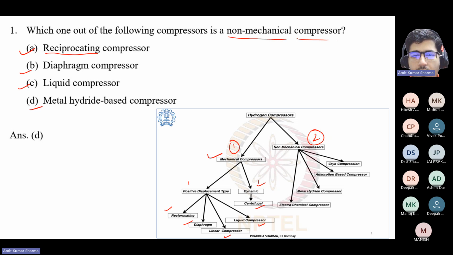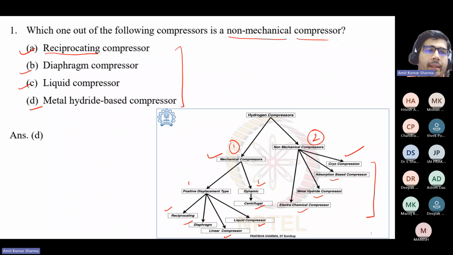In non-mechanical, we have cryo compression, adsorption based compressor, metal hydride, and electrochemical compressor. So these compressors are non-mechanical. There will be no mechanical equipment or energy involved to do the compression. Now see the options. Only metal hydride is matching with this category. So for non-mechanical, we have four: cryocompression, adsorption, metal hydride, and electrochemical compression. Now let's go through these compressors one by one.